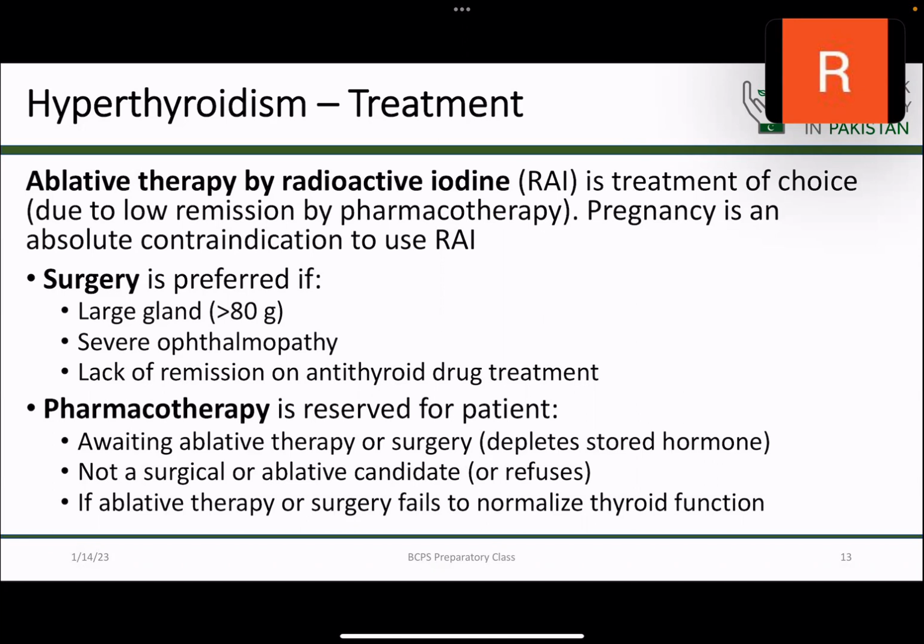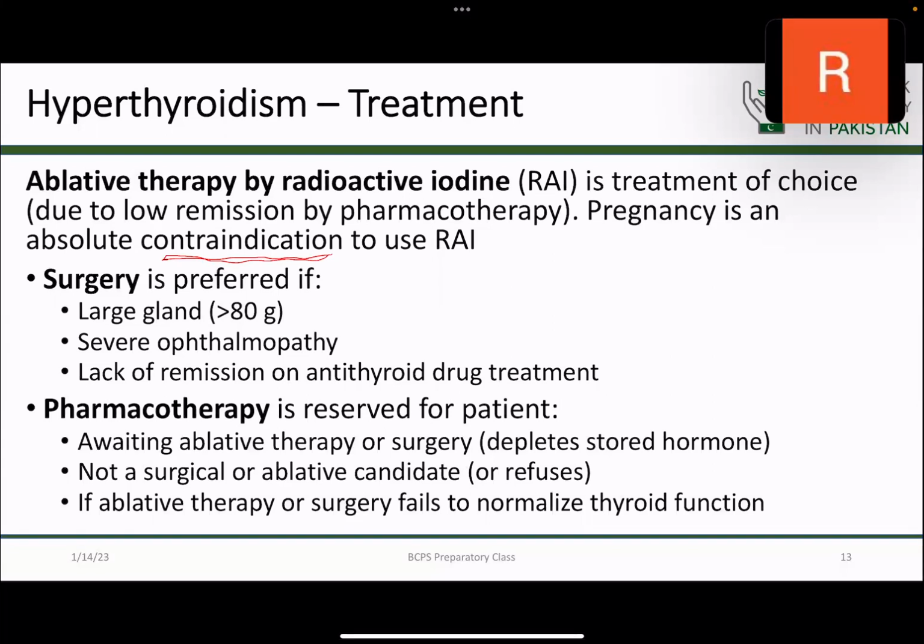But the problem is, as we already said, that you should be aware of the other conditions in the patient, for example, pregnancy, because pregnancy is an absolute contraindication for the use of radioactive iodine. So keep in mind that ablative therapy by radioactive iodine cannot be performed in a patient who is pregnant.